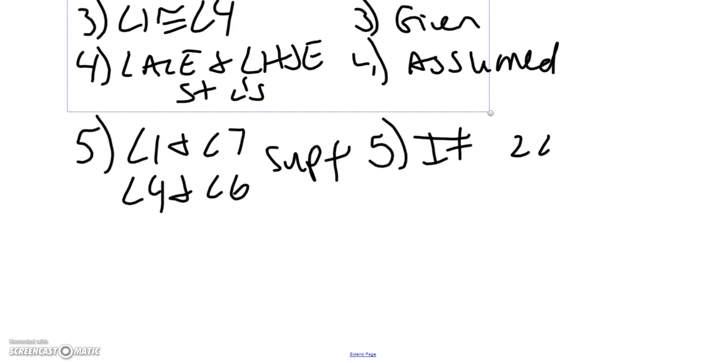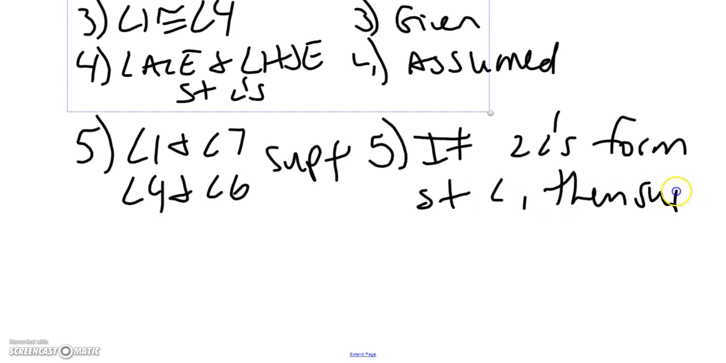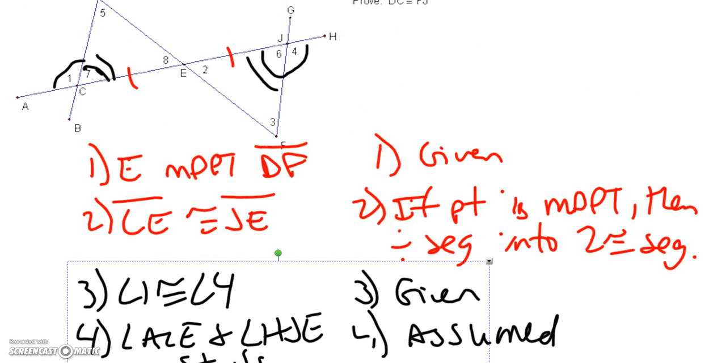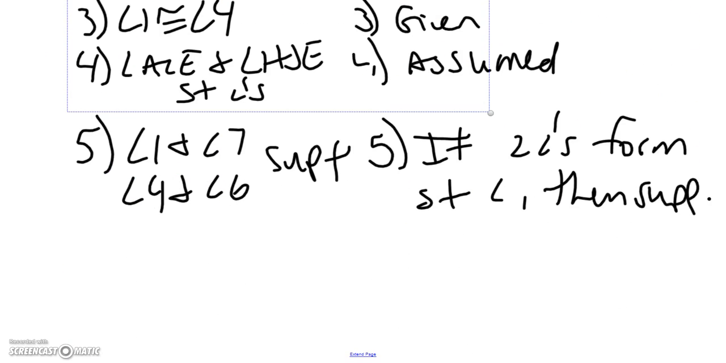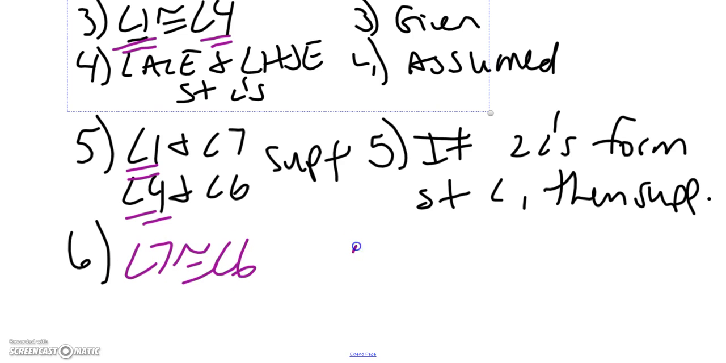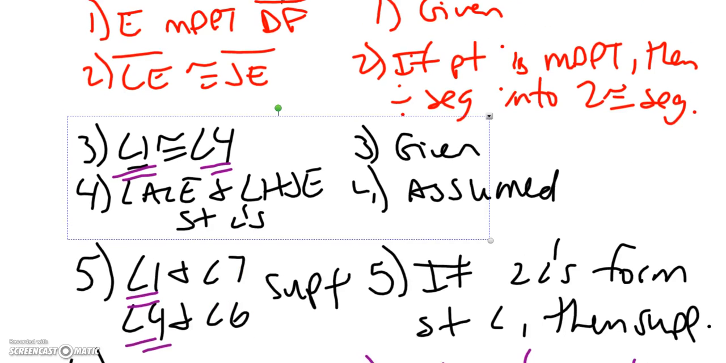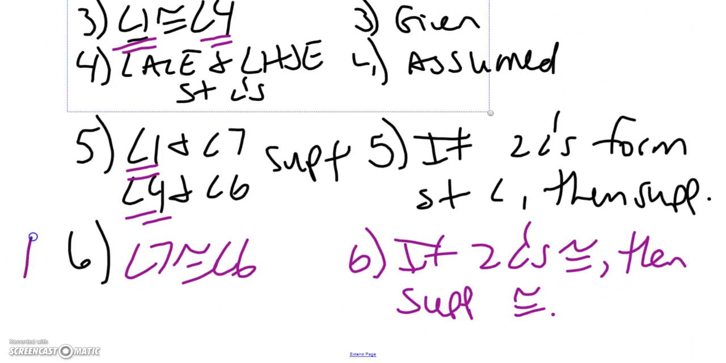Because if two angles form a straight angle, and they are supplementary, and so then once I get the two angles are supplementary, two congruent angles, I can say that 1 and 4 are congruent. So I can say that the supplements are congruent, so I can say angle 7 is congruent to angle 6. And so now I have a side so far, and I have an angle.